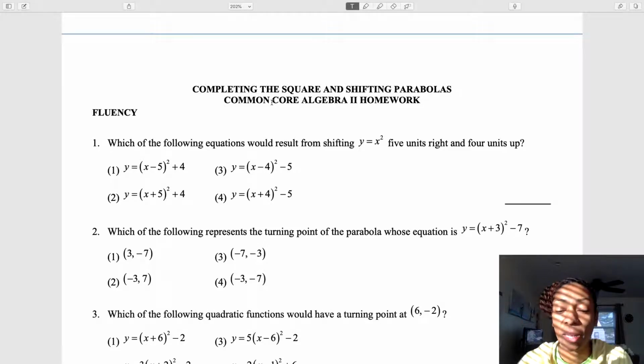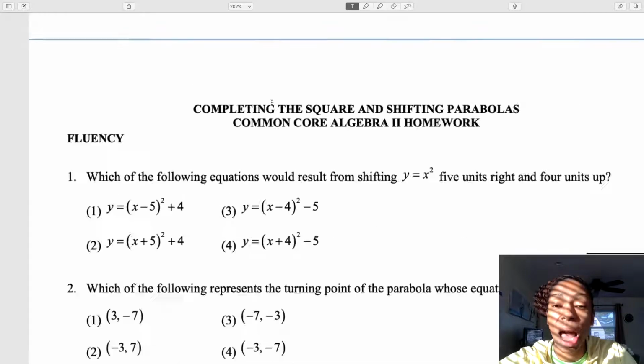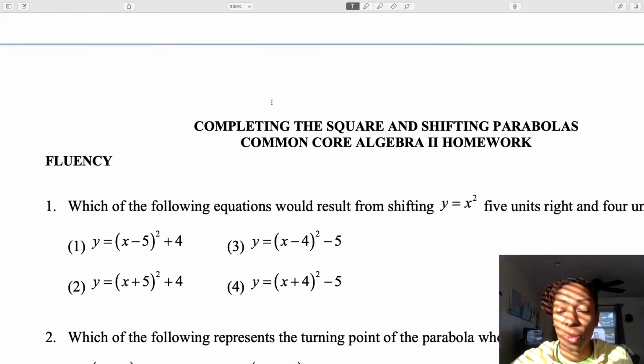So it really depends on if it's a vertical transformation, meaning up and down, or a horizontal transformation, meaning left to right. So we're shifting 5 units to the right. So that's horizontal. And that means that we're going to be inside the parentheses. It also means it's going to be the opposite of what we see.